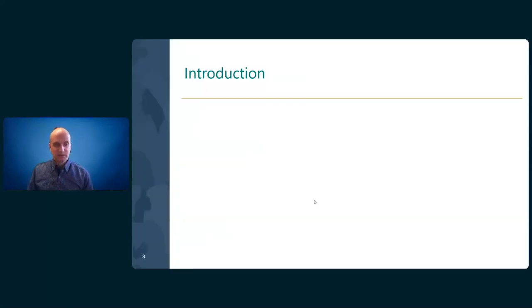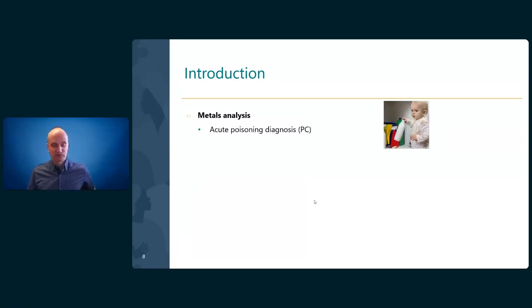Let's see a bit about metal analysis. As I said, it's part of the activities we're performing here. So when is the analysis of metals actually requested? First of all, in the context of acute poisoning for the poison center. So it's very important to see if someone is exposed to metals. As we know, metals could be very, very toxic.